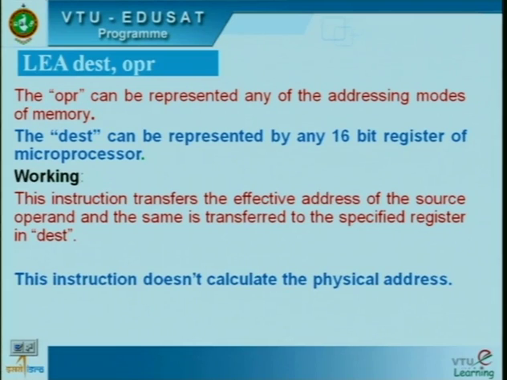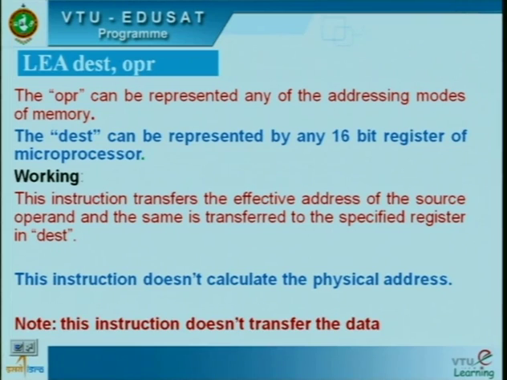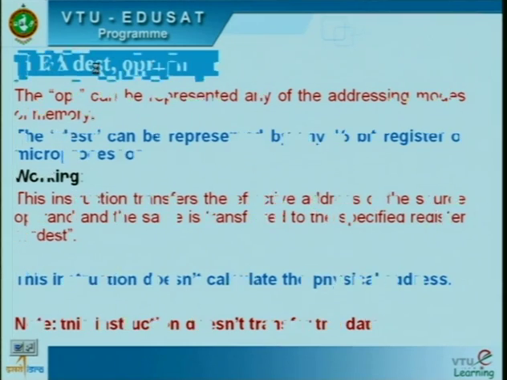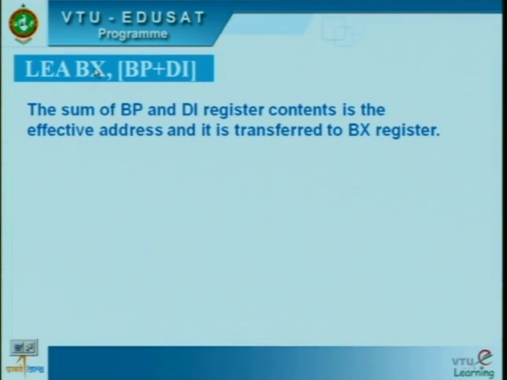This instruction does not calculate the physical address. Only the effective address or the offset address is copied onto the destination register, which is used in the LEA instruction, that is LEA dest, OPR. This instruction does not transfer the data. The name itself says: load the effective address of the memory operand given in the source position to the destination register. Let us try to understand this with an example.